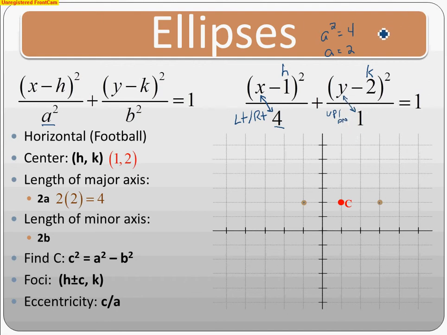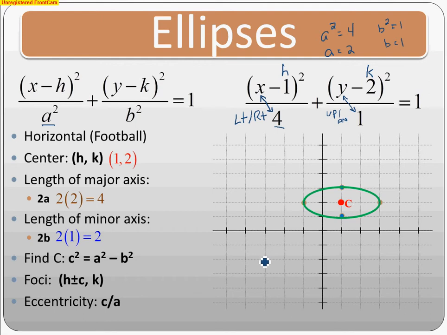So knowing that b squared is equal to 1, well, square root of 1 is 1. So we need to go up and down from the center 1 and 1. And that gives us those points. We are going to use these 4 now to draw our ellipse. And that gives us that with a length of the minor axis of 2 times 1 being 2. Or you can just count from there to there.